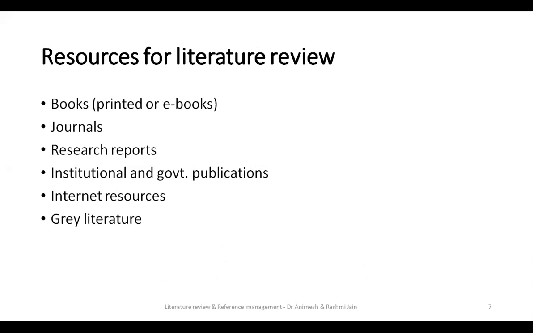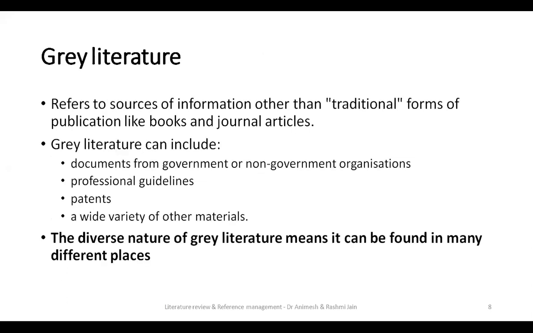Now, what are the resources which are available for us to review? Which are the sources of this literature? These may be books, our age-old standard printed books. They can, of course, be e-books also. Journals, print journals, online journals, research reports, institutional and government publications, internet resources, and a category which we are not often aware of, which is known as grey literature. What's grey literature? It refers to sources of information other than traditional forms of publication, such as books and journal articles. It can include documents from government and non-government organizations.